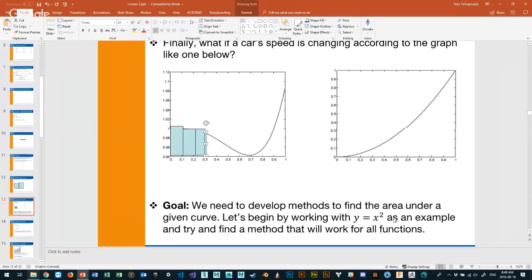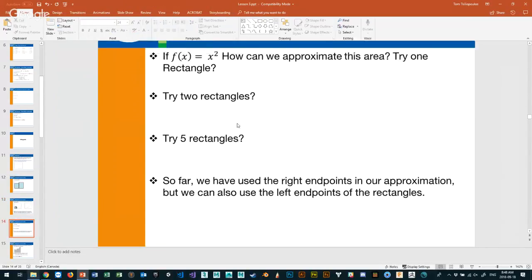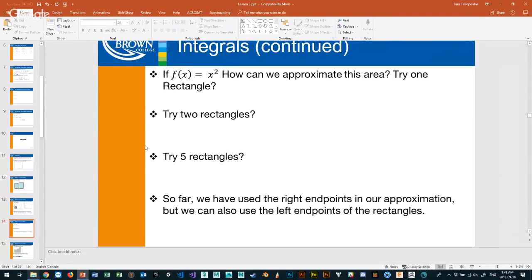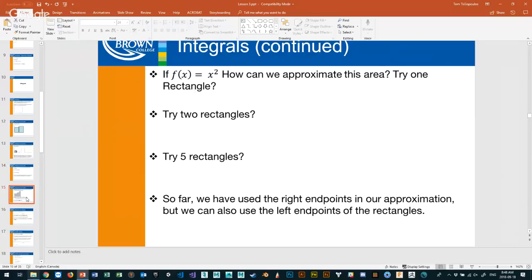And we can start with working with this idea of x squared, like this. This is x squared. And try and find some method that we can work backwards for all functions. That's what happens when we start deriving the area of the curve. You can try 2 rectangles or 5 rectangles or 100 rectangles. We can make as many endpoints as we like. And at the end of the day, we're going to get closer and closer to the area.